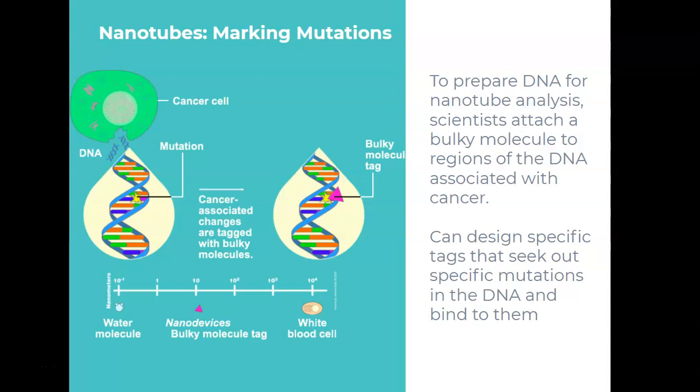Scientists might attach a specific huge molecule, like a tag, to a known mutation. And then if that DNA gets kind of stuck in the nanotube, then you can detect if a person has that mutation or not. The tag would only stick if the person has the mutation, and then when you feed it through the nanotube, then you can actually see if that person has the mutation or not.